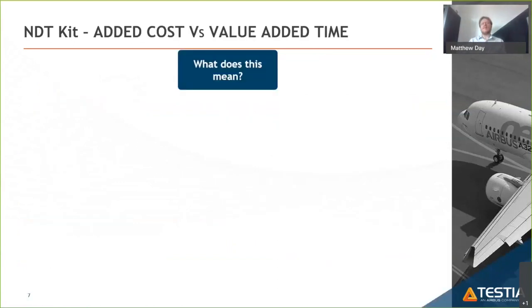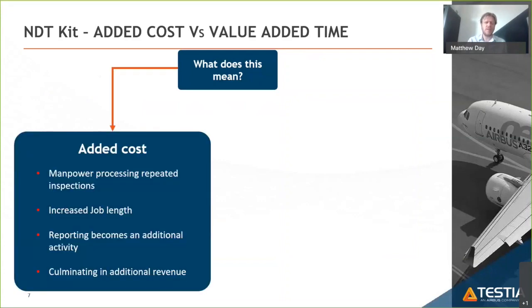Okay. So looking at added cost versus added value. This is an investment. We're aware of that, but how does it help you as a company? If we're looking at added cost: manpower, processing, repeat inspections, increased job length, and reporting becomes an additional activity in its own right, culminating in additional cost. Apologies, it says revenue there.